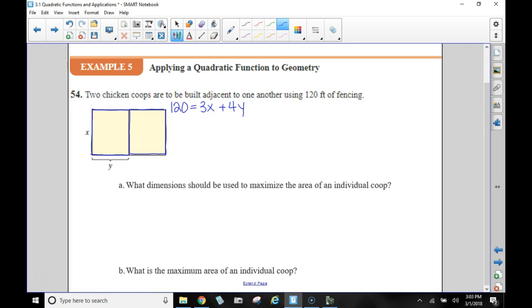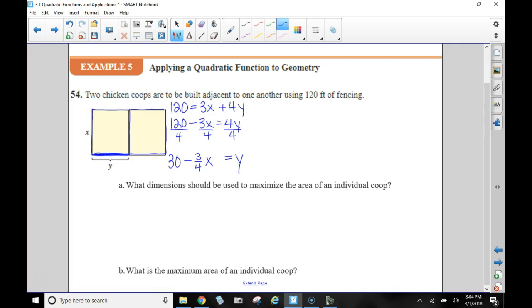Okay? Now we need to solve this for one of the variables. I say let's solve it for y, so we'll have a function in x. So I'm going to subtract 3x from both sides. Minus 3x equals 4y. Then divide everything through by 4. Okay? And so what we're saying here is that this y amount can be expressed as a function of x, okay? So 120 divided by 4 is 30 minus 3/4 x, okay?